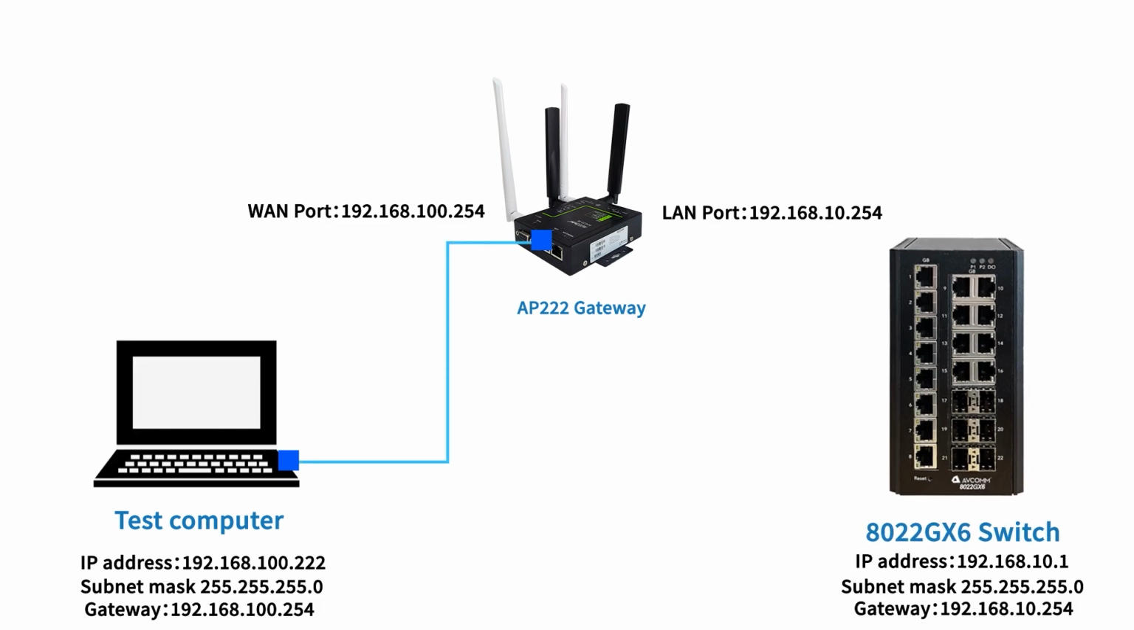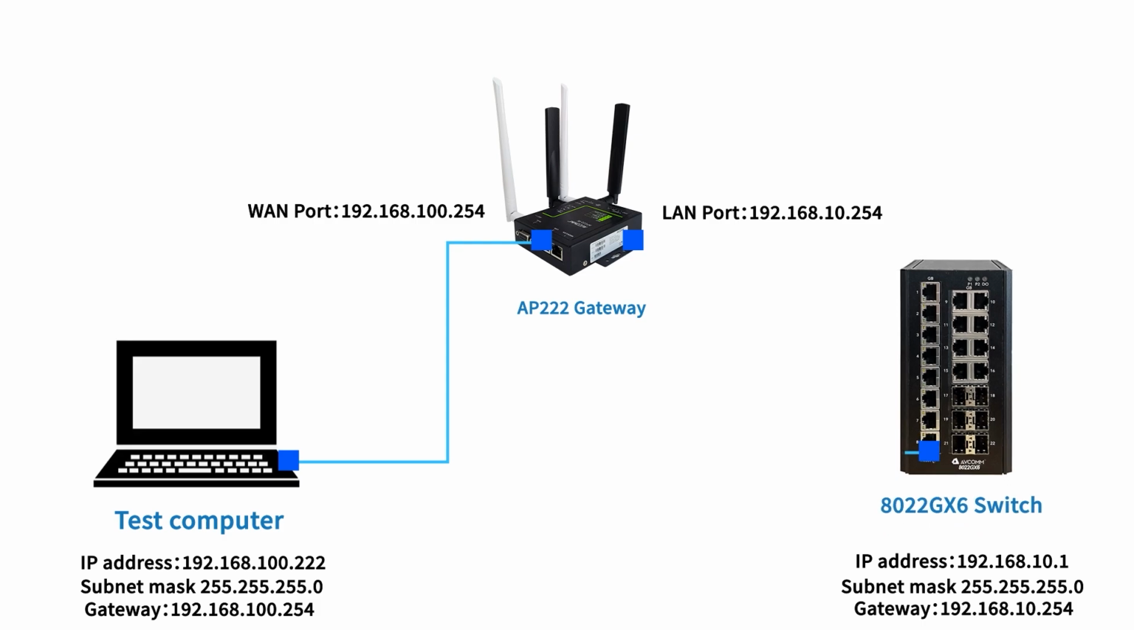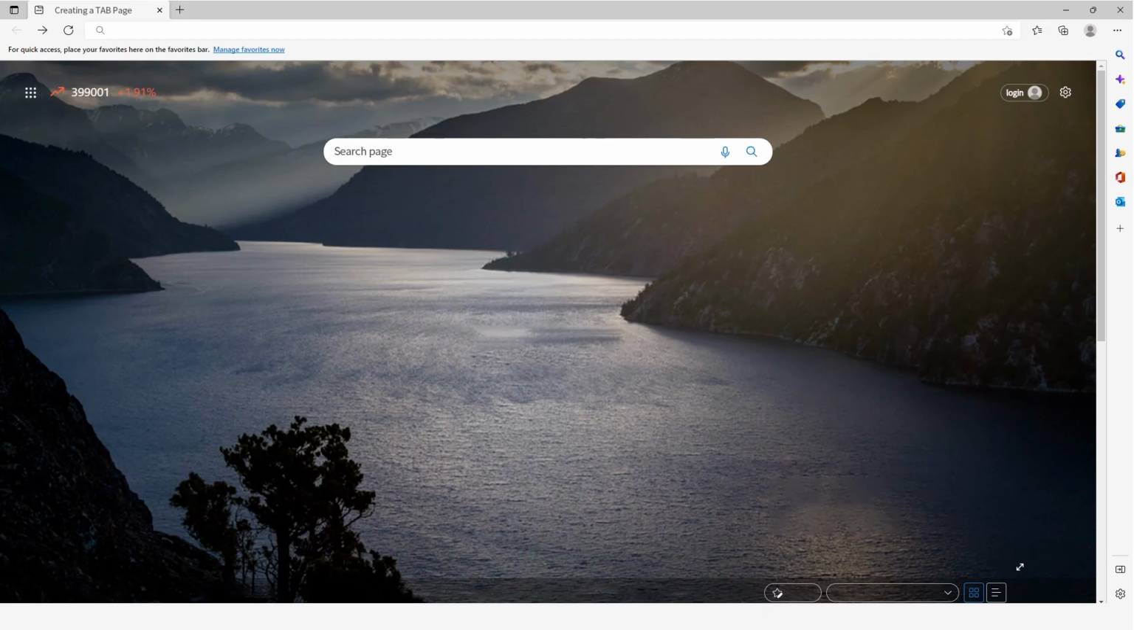AP222 GX6 by default has the IP address 192.168.10.1 and subnet 255.255.255.0, and the default gateway 192.168.10.254, so we will not do any configurations on the switch this time, and connect the switch to the LAN port of the AP222.